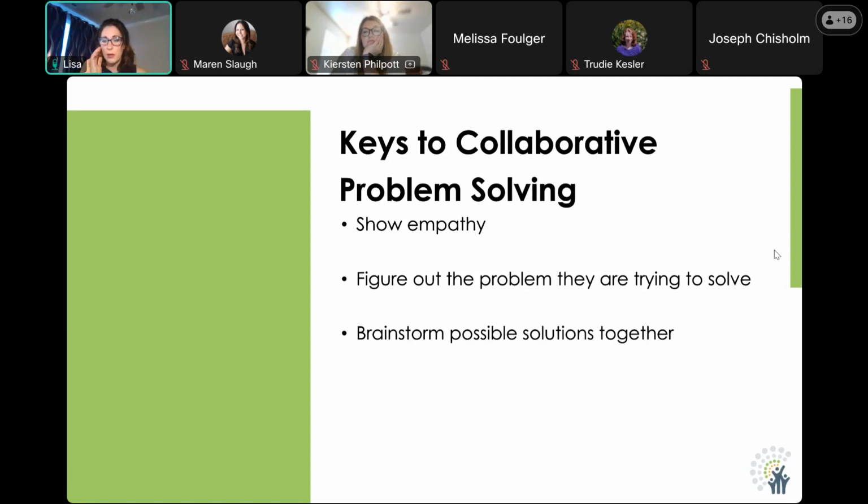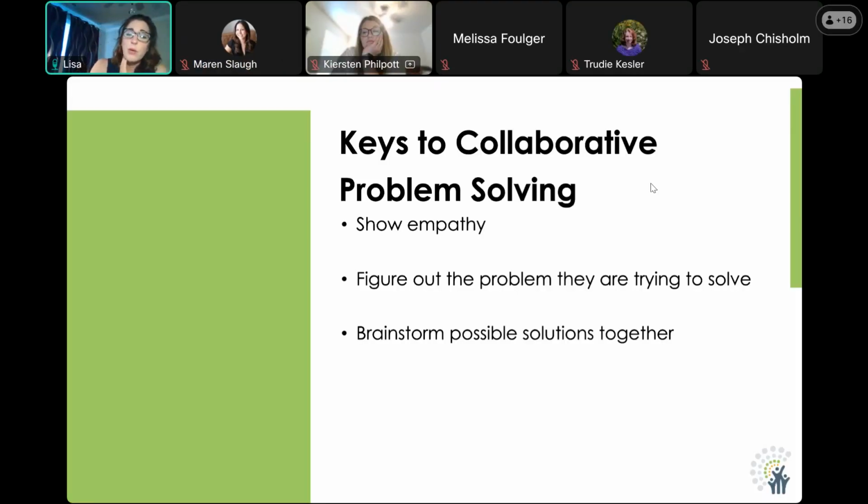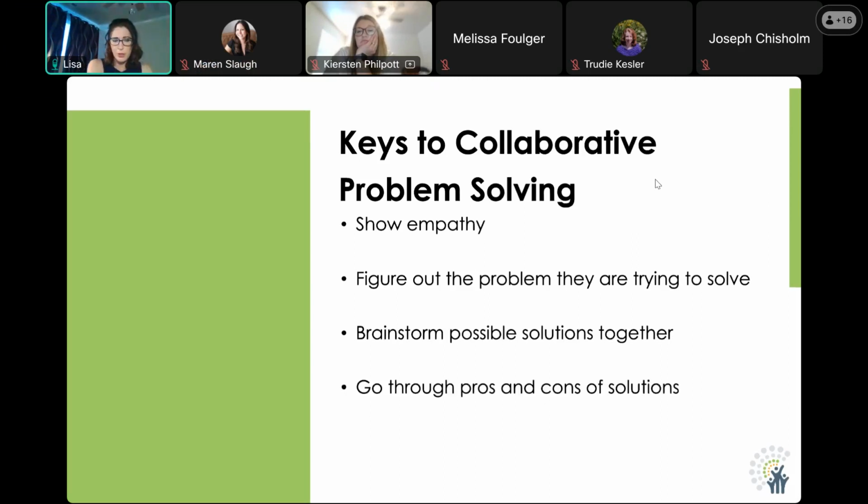Oh, interesting. Okay. So more introverted kids tend to get more aggressive when someone encroaches on their space. That's really interesting. Yeah. So understanding that, that's just how they are, and that's what their reaction looks like. All right. So we want to have empathy. We want to figure out the problem they're trying to solve, and try to brainstorm possible solutions together. Let's keep going. We can go through the pros and cons of the solutions.